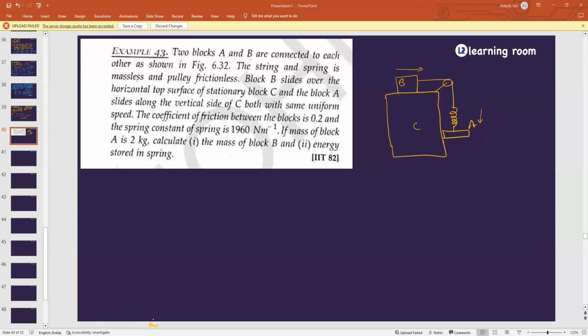Sir, the energy is 0.098 joules. Exactly. Very good. Okay, so now I'll be solving it. See here, everyone.